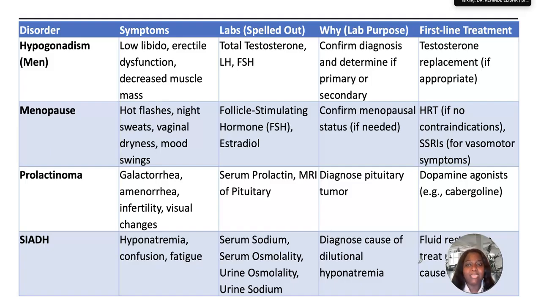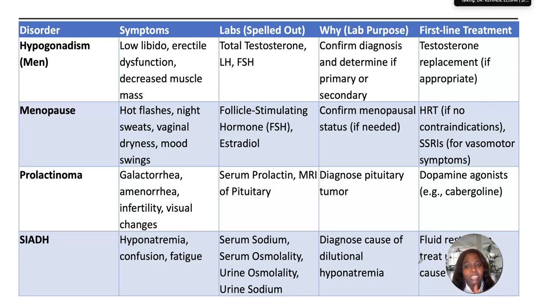With hypogonadism, what do we see? That means somebody has a low libido. They have erectile dysfunction, decreased muscle mass. And of course, total testosterone, LH, FSH are the labs that we're going to draw to rule out this condition. But why do we need it? Of course, we have to confirm because other things also carry the symptoms. What is the first line though? Testosterone replacement, if appropriate.